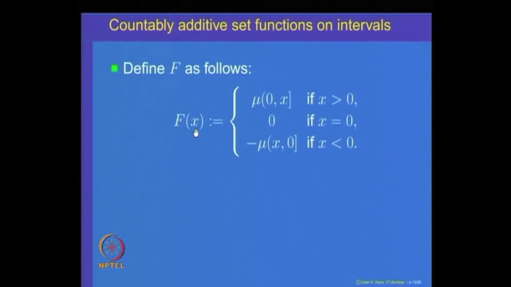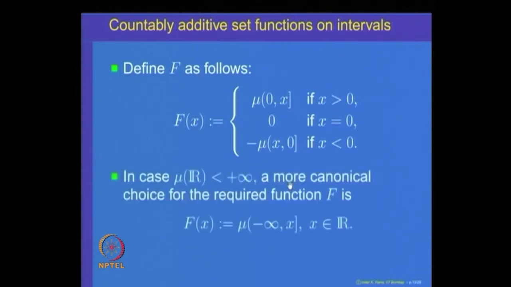So, let us define our function f from the real line. f at any point x in the real line is defined as mu of the left open, right closed interval 0 x if x is bigger than 0, and it is defined as 0 if x is equal to 0, because that will mean mu of the empty set is equal to 0. And f of x is defined to be equal to minus mu of the interval x to 0 if x is less than 0, because then this point x is going to be on the left side of 0. So, a left open, right closed interval x to 0. So, with this definition, we want to claim that this function has the required properties.